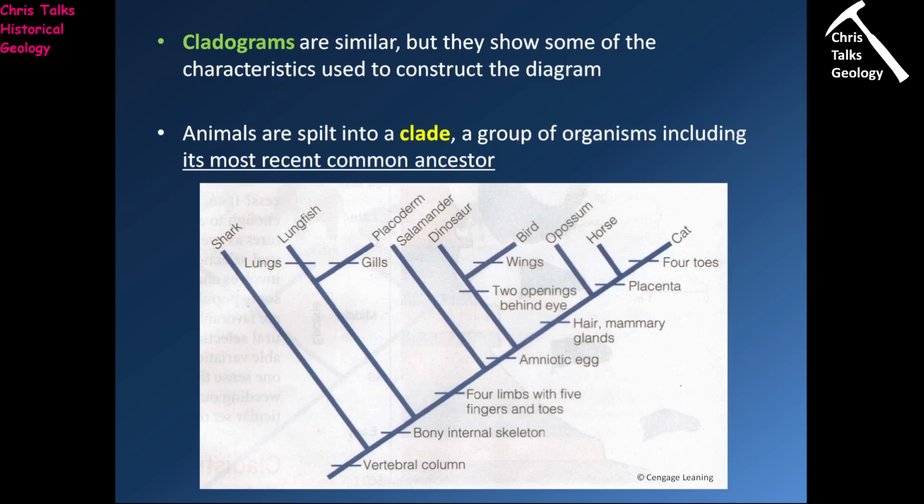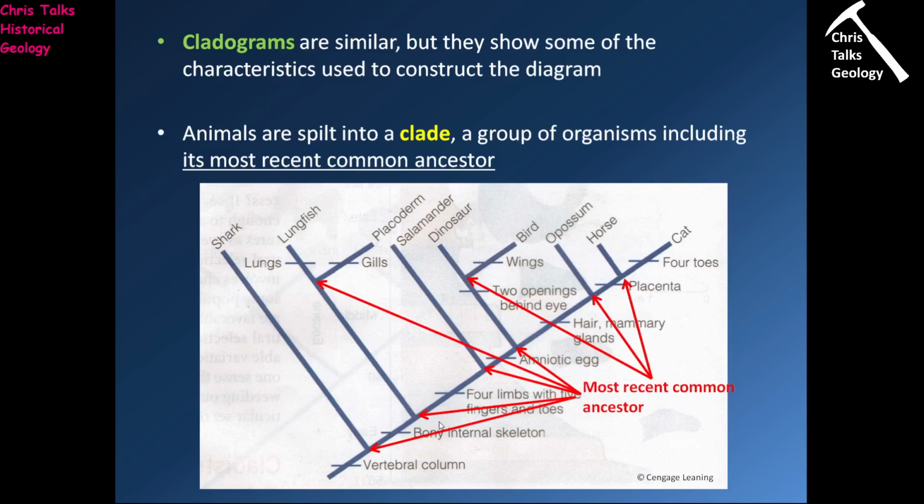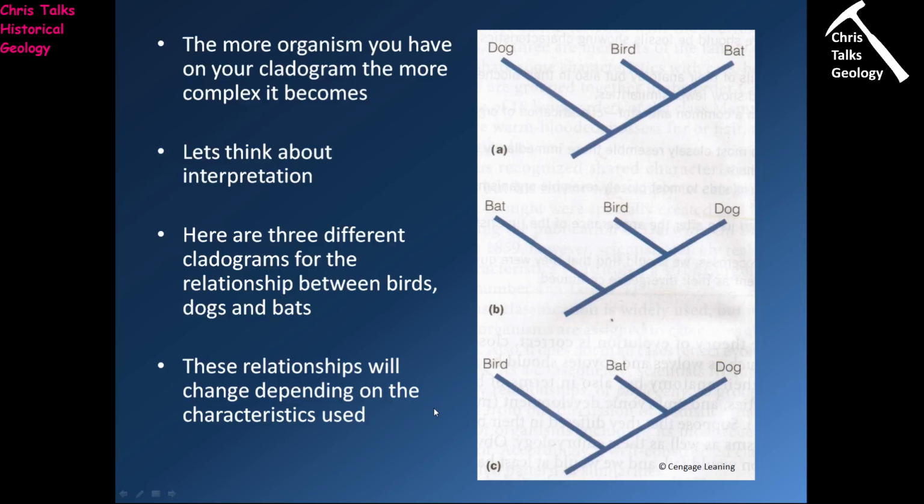And so, as you can see, the cladogram here has separated out these organisms into distinct clades, and we can see the reasons why they've been split into those separate clades. So it's a very informative diagram. Now the point at which lines intersect, which are marked out here by the red arrows, that's the position of the most recent common ancestor. So the more organisms you have on your cladogram, the more complex it's going to become. Not really a huge shock there.